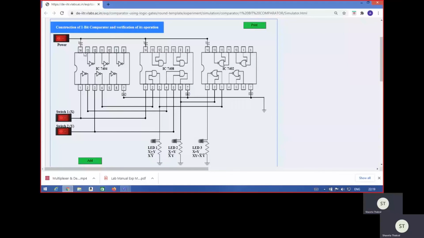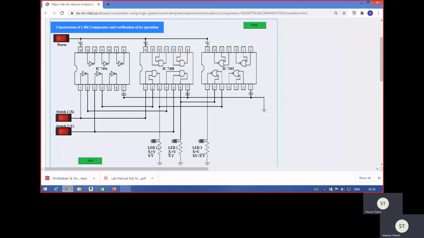And in the same way pin number 14 needs to be connected to VCC, that is 5 volt. So we have taken a common line for pin number 14 of 7404 IC, pin number 14 of 7408 IC and pin number 14 of 7402 IC, and this common line is connected with the VCC, that is 5 volt.